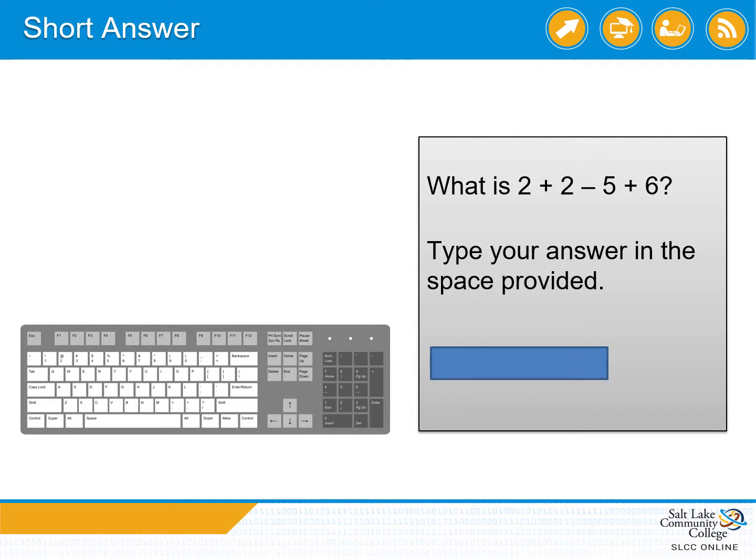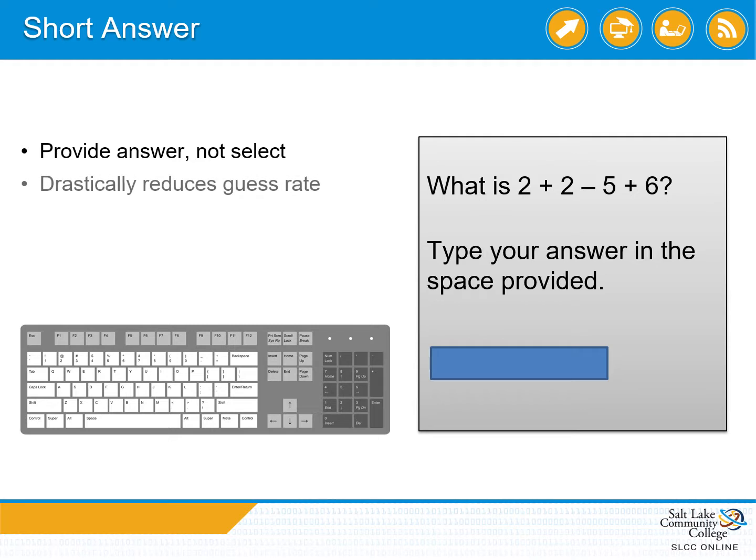The short answer item type, also known as supply type, requires the test taker to actually type the answer, or in a paper and pencil exam, physically write the answer. The biggest advantage with this item type is that the guessing rate is drastically reduced, though not entirely eliminated. A common myth is that if the test taker is required to provide the answer, the guessing rate is 0. However, it is still possible to guess.